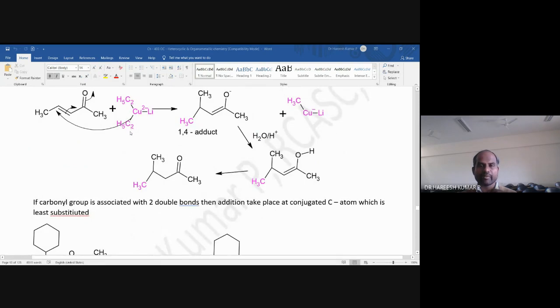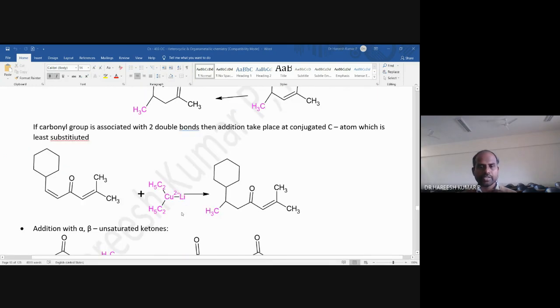In these two examples, I am taking ethyl here, but I have written it as CH3 there. You can change either this one or this one; that correction you need to make. In this case also, I am taking ethyl, but here I have substituted methyl. You can change either one of them. So this is about what is called 1,4 addition.